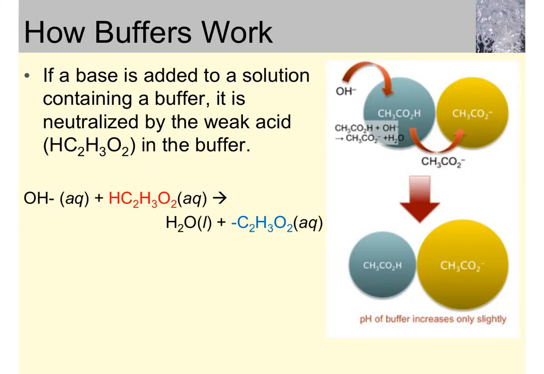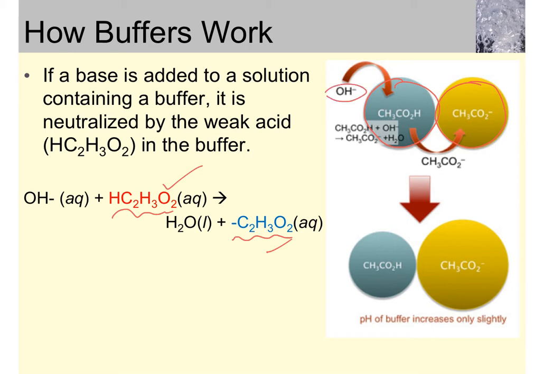So how do buffers work? Well, they have a certain amount of a weak acid and its conjugate base, or a weak base and its conjugate acid. Let's look at one just to make it seem more real: acetic acid and its conjugate base acetate. If those are both added, and you'll see in roughly equal amounts to a buffer system, they will control the pH. And what happens is, let's kind of look at it figuratively. We have both of these molecules present in the buffer.